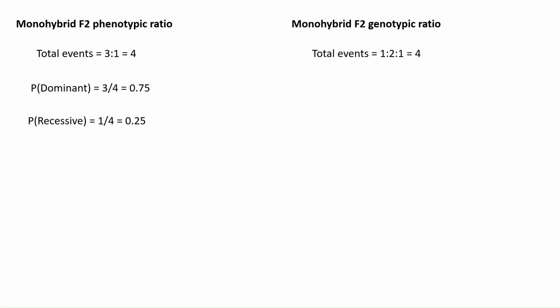Similarly, if we see the genotypic ratio, as you all know, it is 1:2:1, so the total number of events is 4: 1 for capital T, 2 for capital T small t, and 1 again for small t. So what is the probability of capital T coming? It is 1/4, that is 0.25. For capital T small t, the ratio is 2, so the probability will be 2/4, that is 0.5. Similarly, for small t, the probability is again 1/4, that is 0.25.